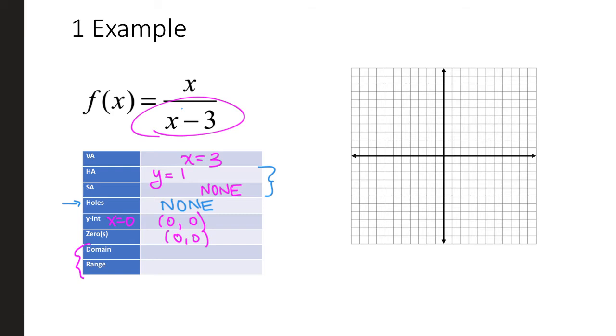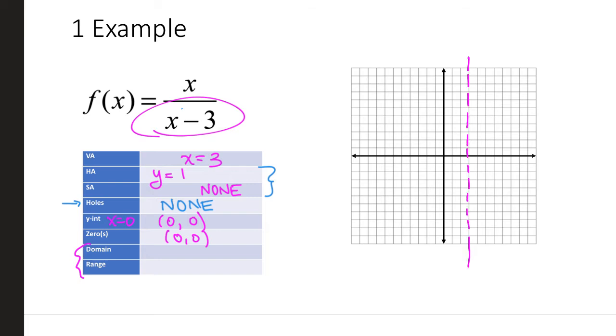So what I'm going to do right now is transfer this information that I just wrote down onto the graph and see if we can get a better picture. So let's go ahead and start with this vertical asymptote at x equals 3, which is here.